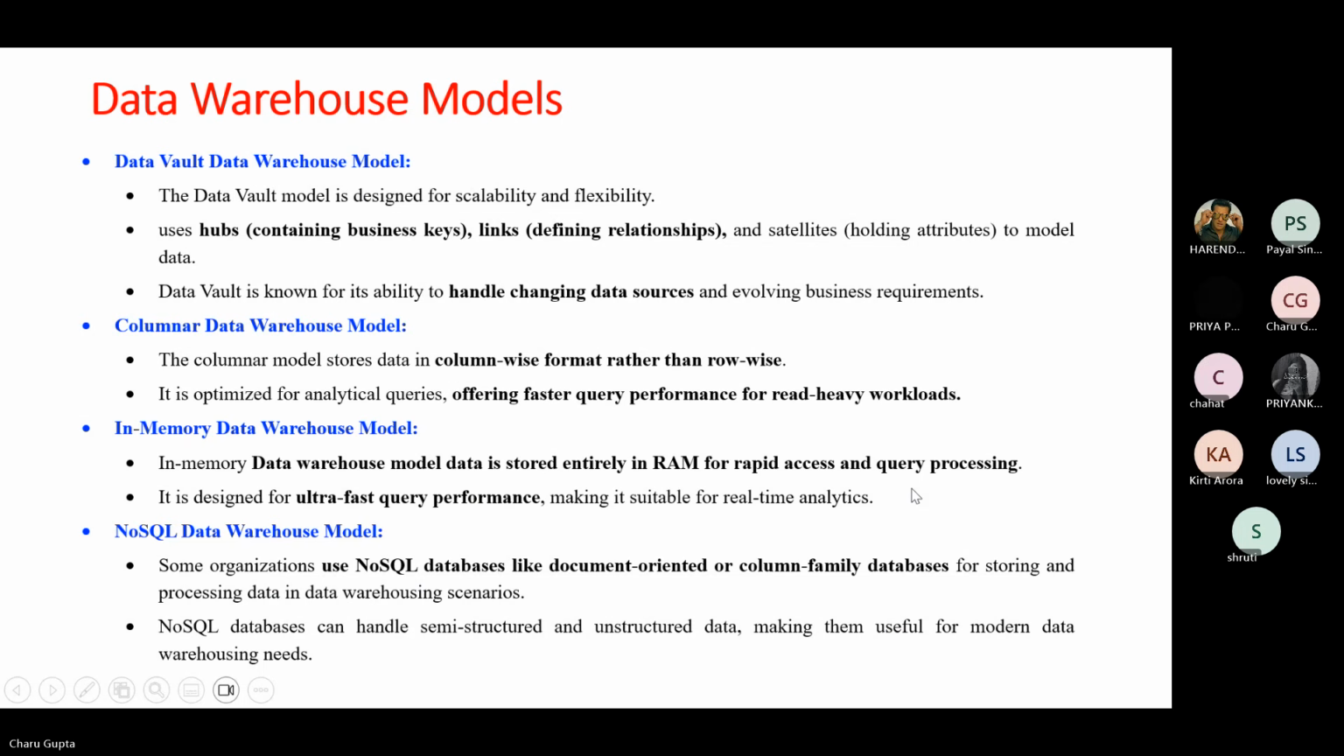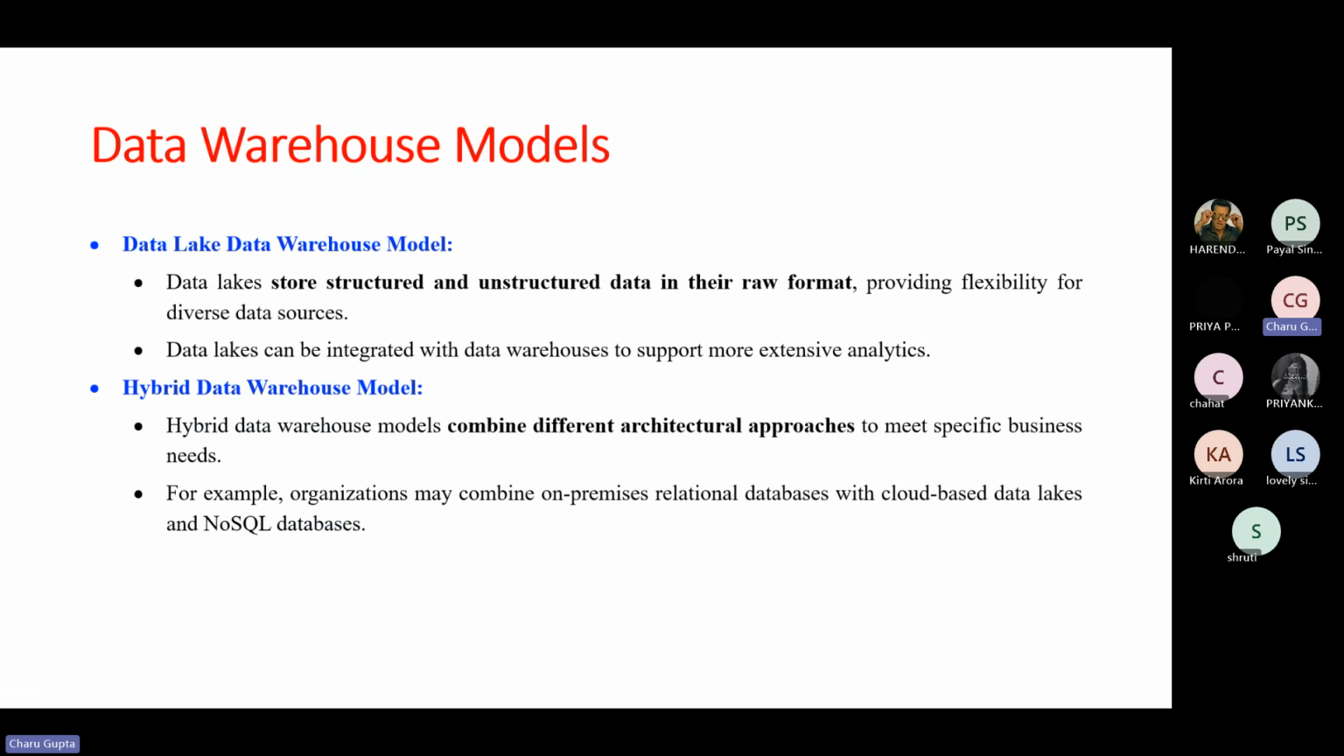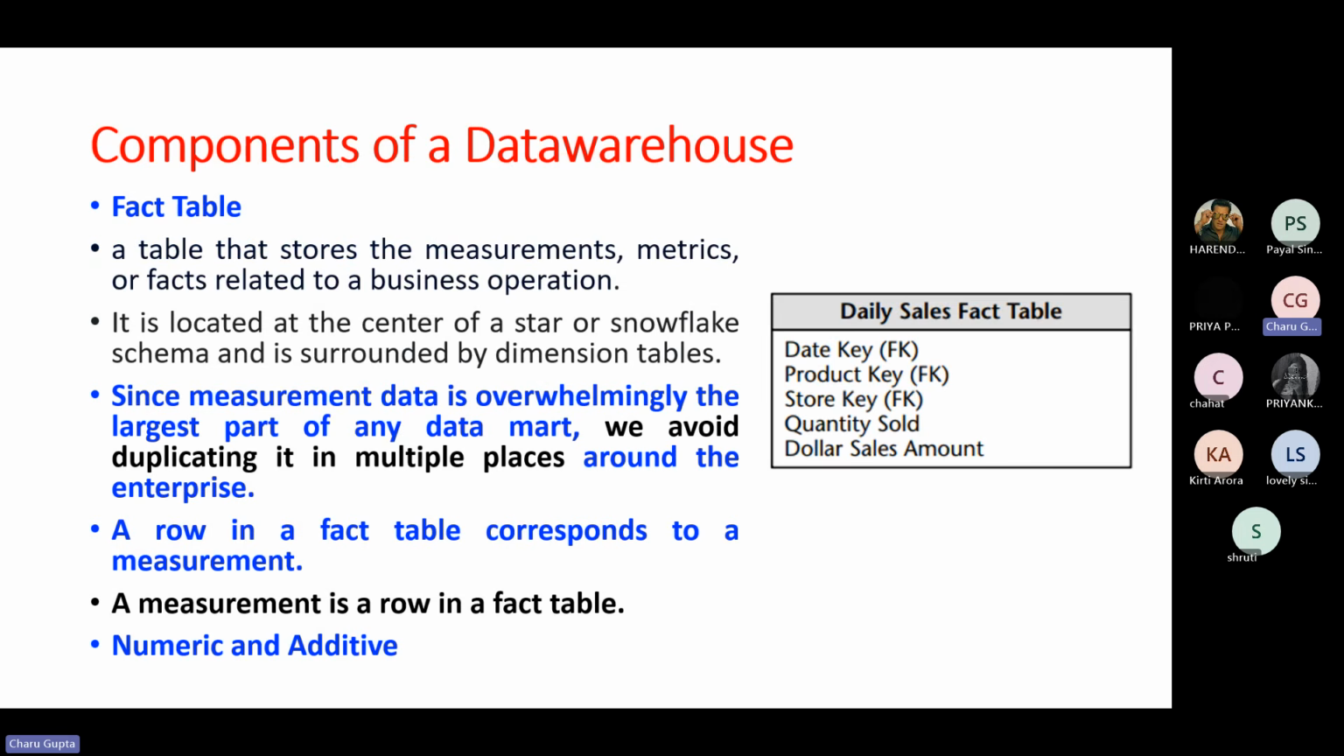Next is data vault, columnar, in-memory, and NoSQL. NoSQL is used for unstructured data, where the data is not stored in rows and columns. So we use the NoSQL data warehouse. The models being used are data lake for structured as well as unstructured data, and hybrid, where we are using different types of data warehouse.